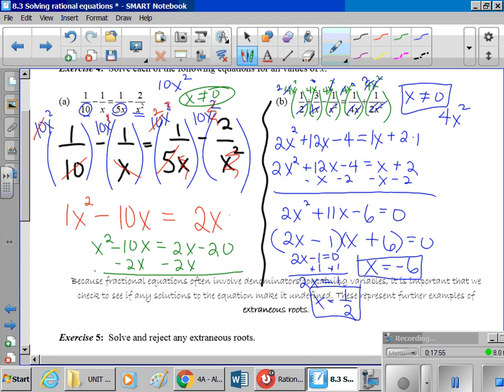Okay, so exercise 5 can be a little challenging. So what I'm going to do is I'm going to do A. I'm going to have you try B, and then I'll put the solutions up for you to copy. All right, so when you're ready, we move on.